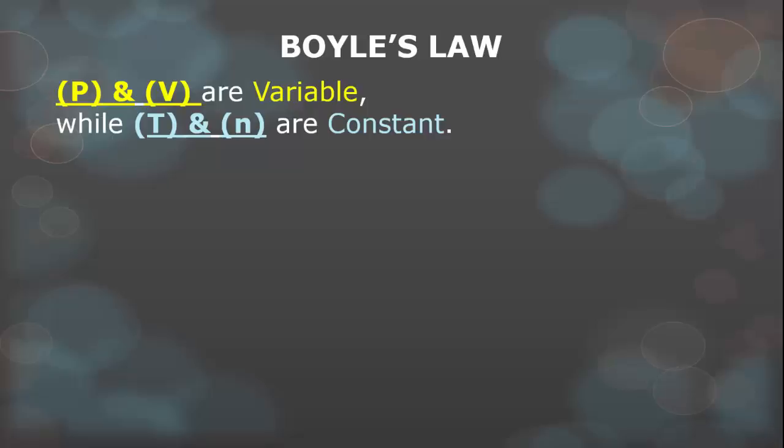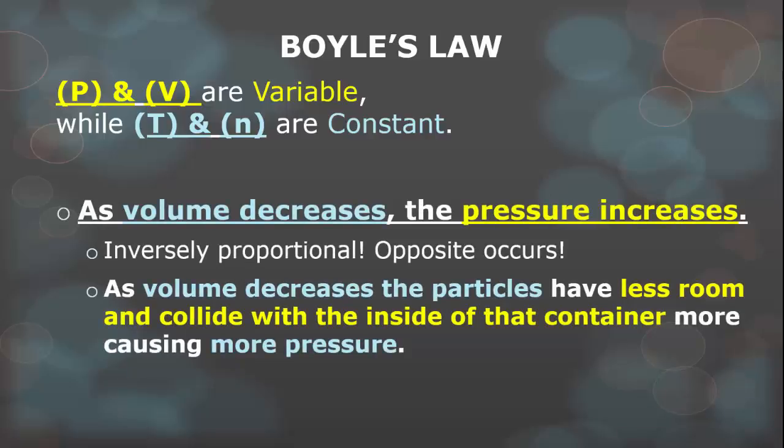When we talk about Boyle's law, pressure and volume are our variables, which means those are the things we can change, while temperature and moles are constant. They don't change. As the volume decreases, the pressure increases. We call this inversely proportional, which means that the opposite occurs for each other. If you were to increase the volume, the pressure will decrease.